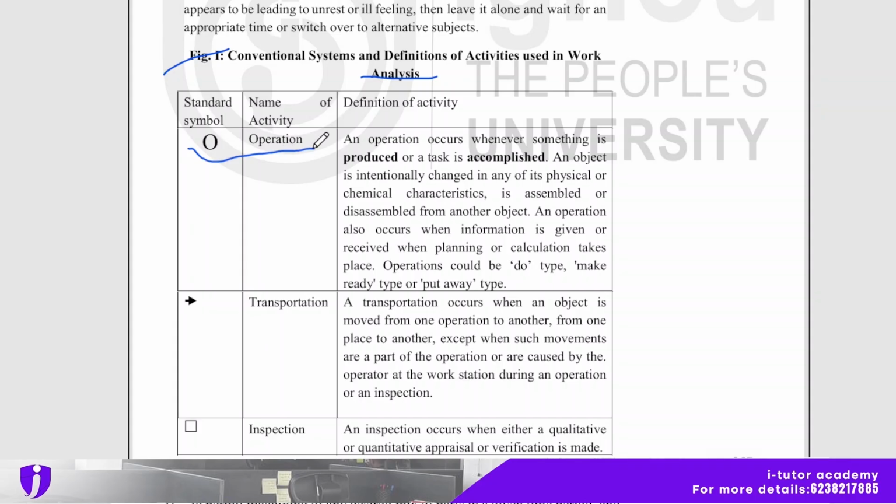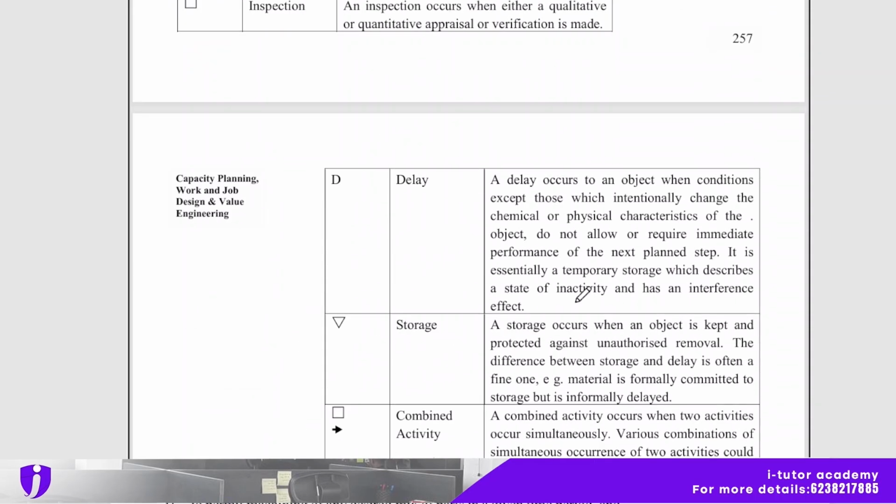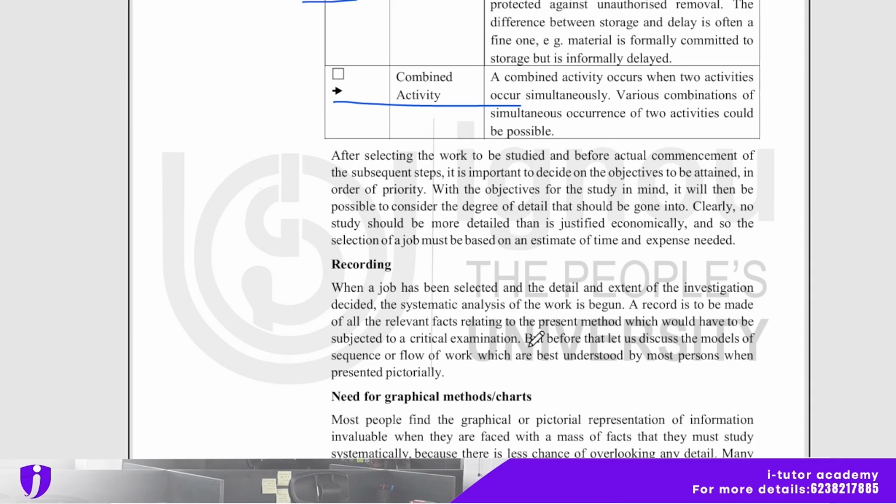So this is the symbol of operation and this is the definition of operation. Then transportation, inspection, D for delay, and the storage symbol is like this, and combined activity. Okay, so please go through your study material, unit 10 of MMBZ 009.